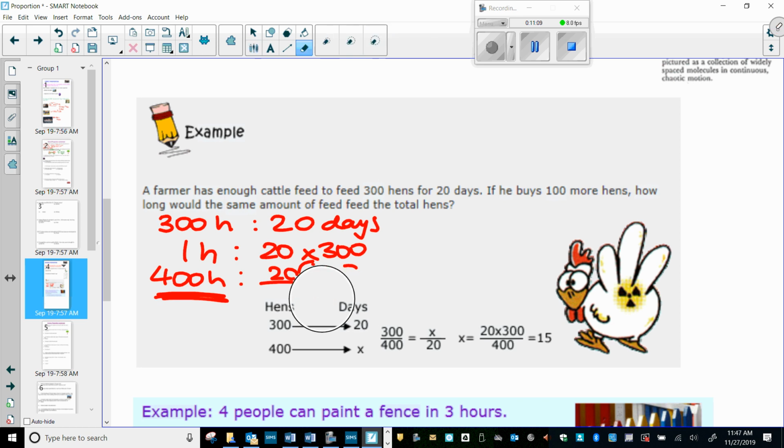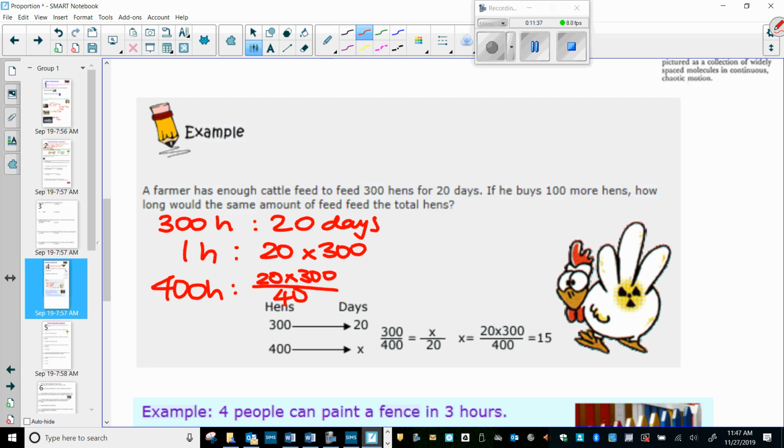So this step here: if 300 hens last 20 days, and you only had one hen, then the feed is going to last you 20 multiplied by 300. So you multiply by 300 to find out how long your feed's going to last. If you've then got 400 hens, whatever your answer here was, you would divide that by 400. But when you find out what one hen is... I'm sorry, when you divide by 20? No, and that's the thing with inverse proportion.